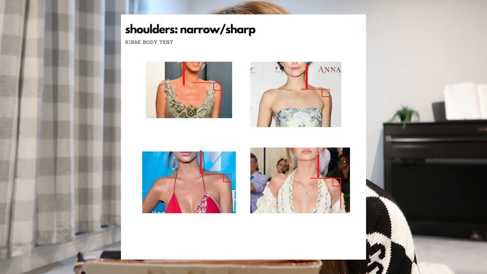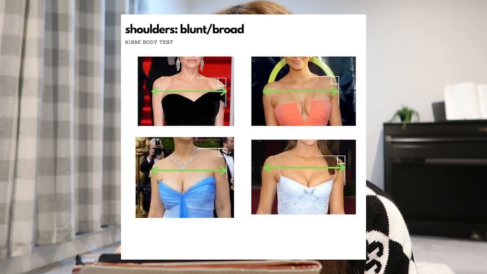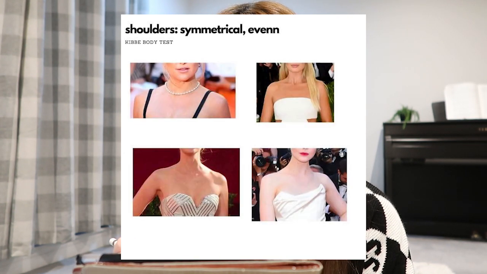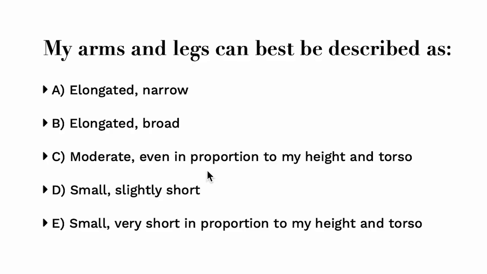What shape are your shoulders? Be aware of posture when answering this question. So my shoulders can best be described as narrow, sharp, broad, blunt, sloped, tapered, sloped, rounded, symmetrical, even. Okay, so from looking at the pictures, I would say my shoulders are sloped, tapered. How long are your arms and legs, and what shape are they? Well, they're definitely not short then in proportion. They're just kind of like chunky. So maybe I would say D, small, slightly short.